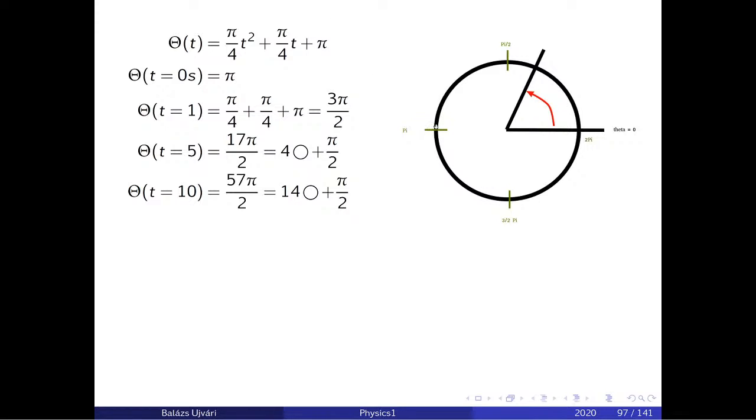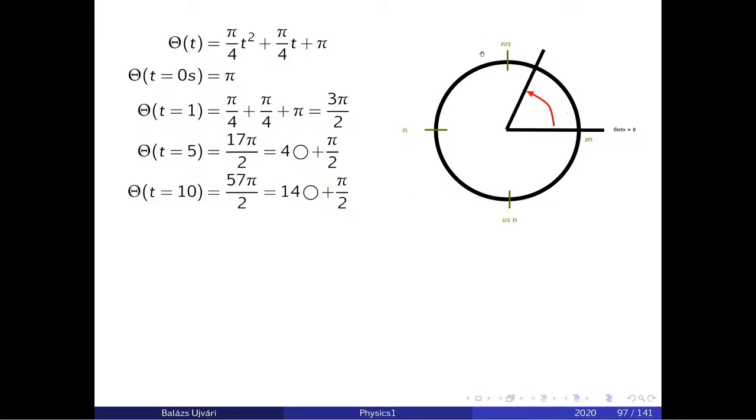So at t equals 0, I'm here. At 1 second, pi over 2 times 1 square root, pi over 2 times 1 is pi over 4 times 1 is pi over 4. That will be 3 pi over 2. So at t equals 1, I'm here. At t equals 5, if you write 5 instead of t everywhere, you can have like 17 pi over 2.